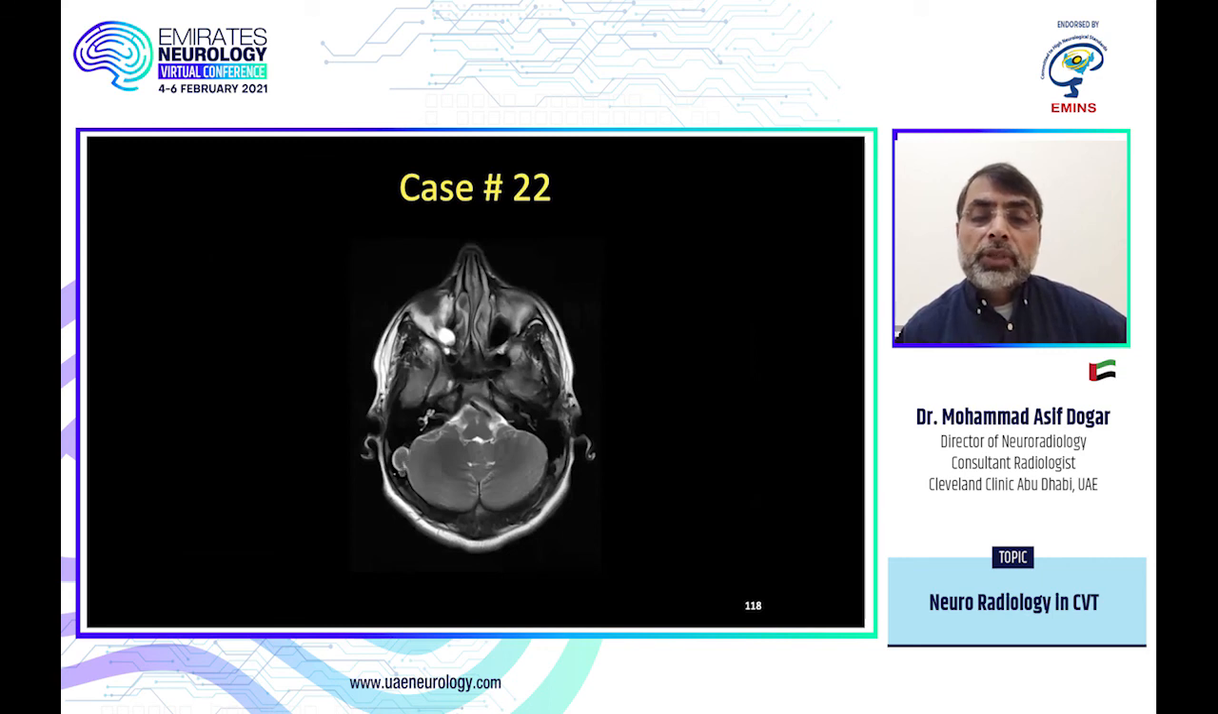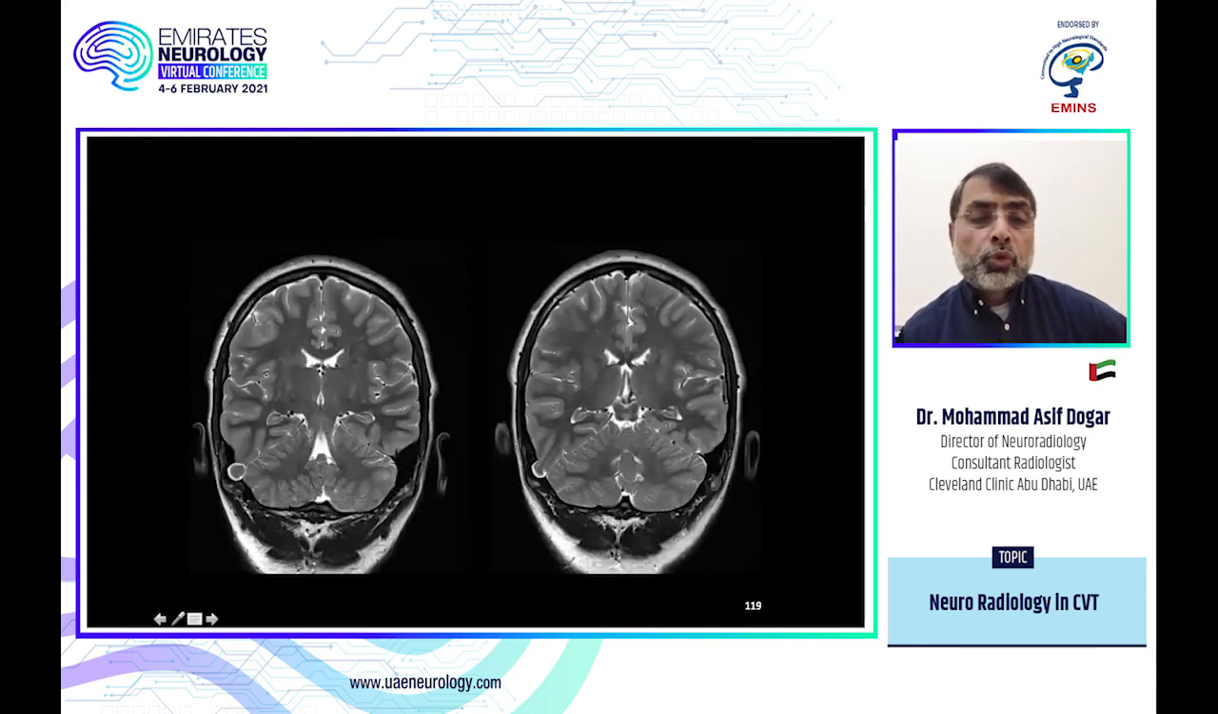Okay, the last case. Here again in the transverse sinus, there's a filling defect. So is it arachnoid granulation? It is not CSF signal. This is CSF signal, but this is not. So this could be sinus thrombosis. If you look at the coronal image, again it looks like a filling defect here, which is not CSF.